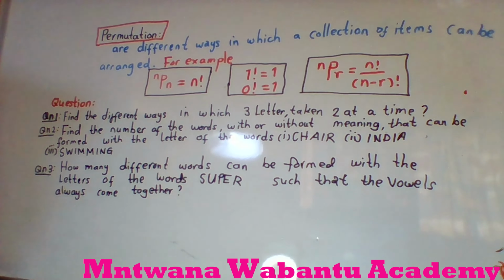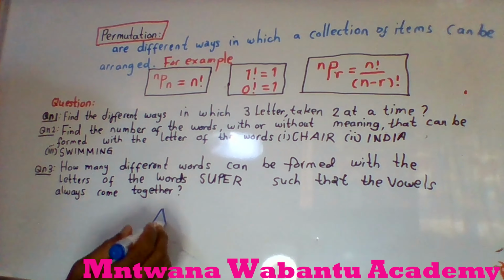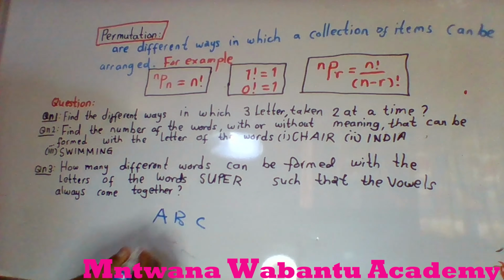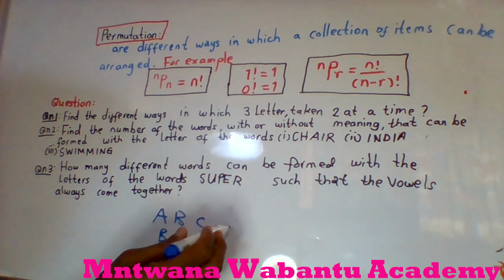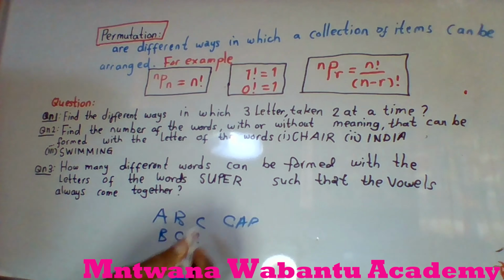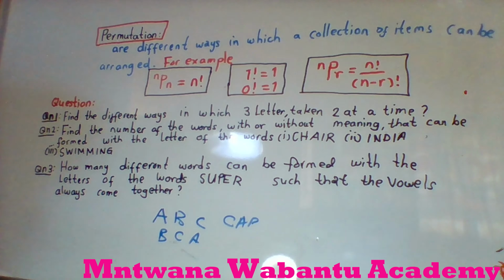What that means, for example, if you have the letters A, B, C, then I want to rearrange. I could say B, C, A, or C, A, B. So different ways of arranging things. Whenever they talk about arrangements, that means permutation.